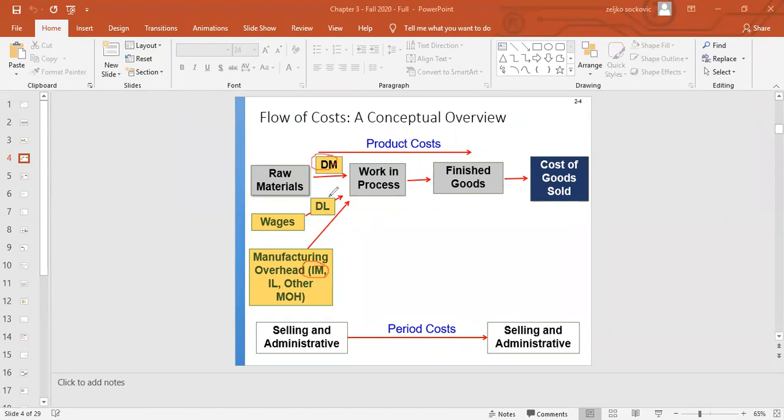Then we have wages, which we need to make a product, labor, and we have direct labor going straight to work in process. And we have indirect labor here in manufacturing overhead. And then we have other manufacturing overhead, right? And you can see all three of them are going to work in process, to our factory. Once we create a product, it's finished, then this product will go into finished goods. Again, you can use the accounts, you don't have to. We will see in a second. And then from finished goods, once the product is sold, it's going to cost of goods sold. Okay.